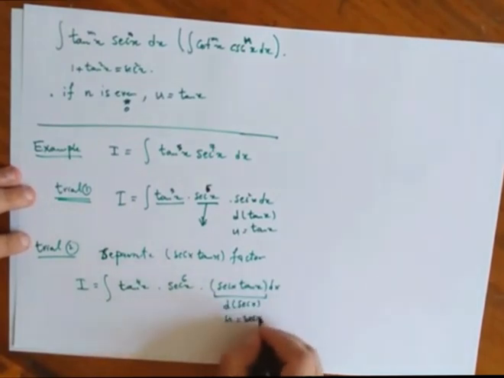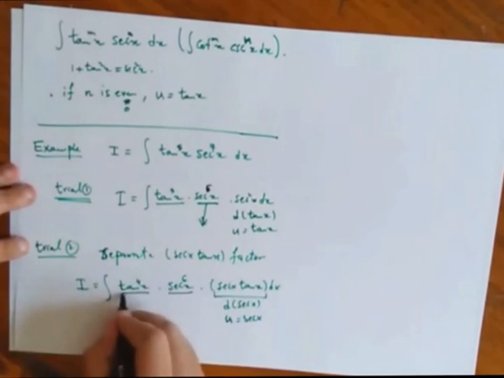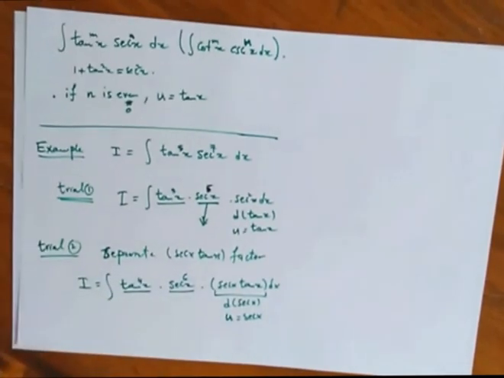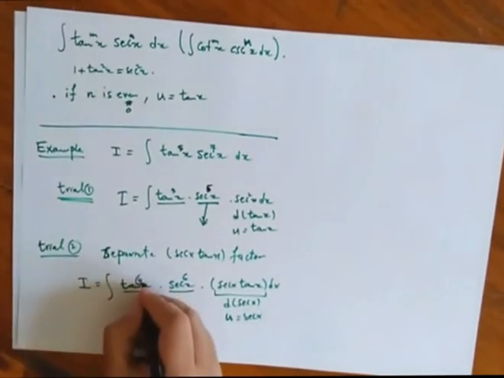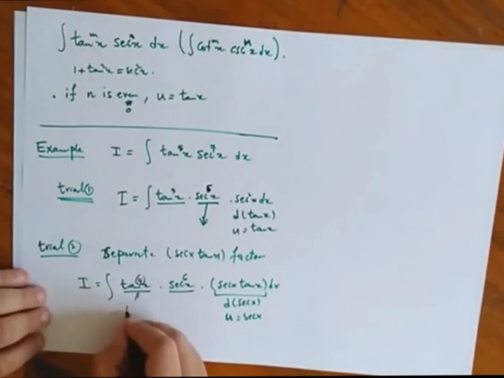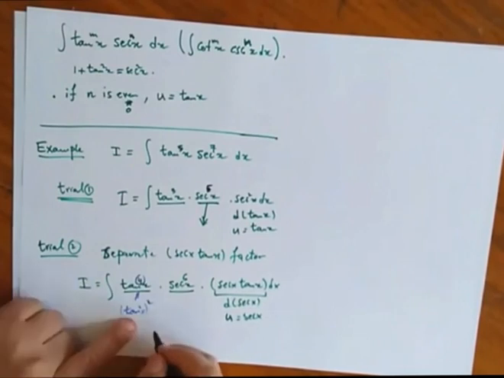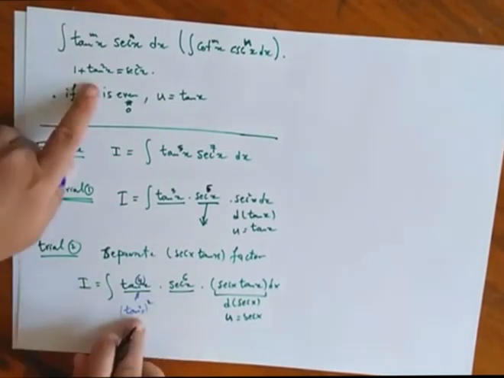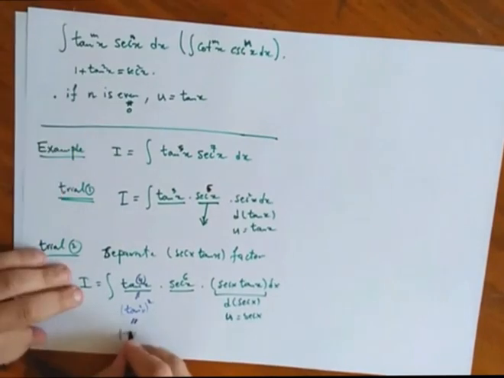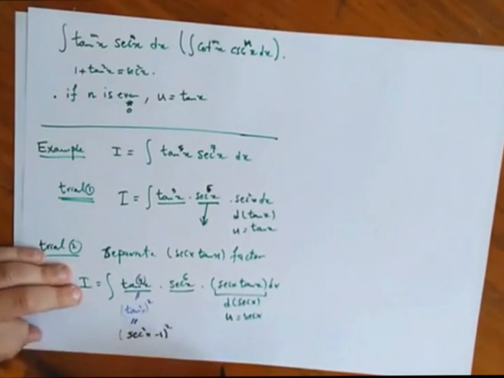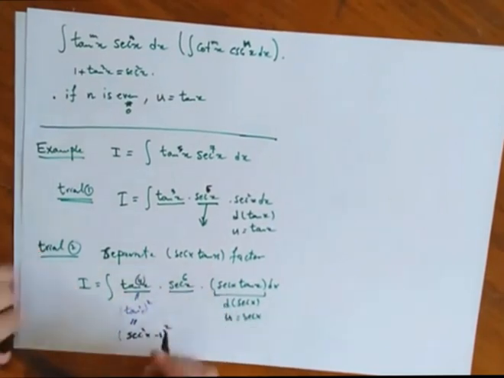If you wish to use this substitution, you have to write everything here in terms of the secant. So this is okay. But what about this? Now, this is the point. The power here is even. So this can be written as tan square, all squared. Then this is even, so tan square you can write as sec square minus 1. And in this way you can proceed.